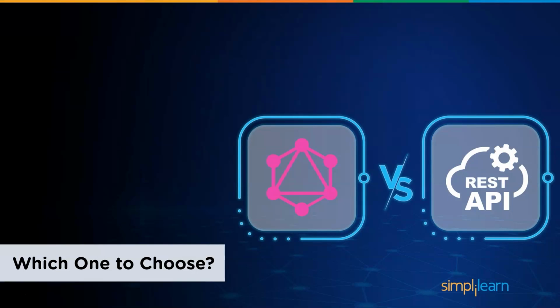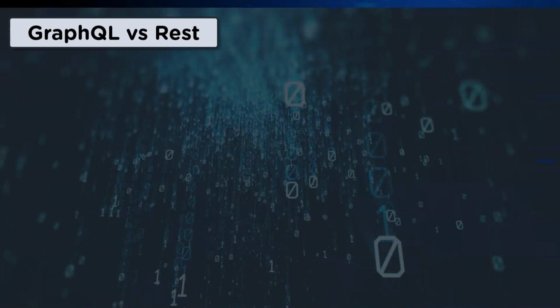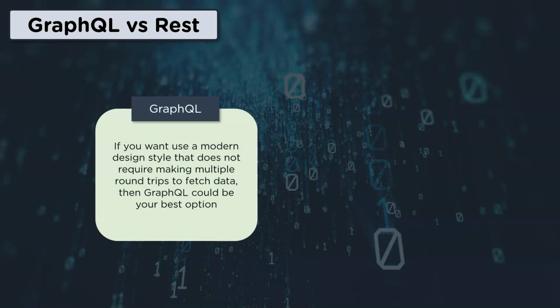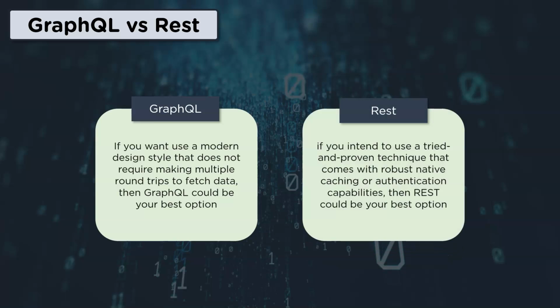So now that you know the differences between the two, you must be wondering which one to choose. The answer to the question is extremely subjective and largely depends on your specific project requirements. Now, for example, if you want to breathe some fresh air into your API development using a modern design style that does not require making multiple rounds of trips to fetch data, then GraphQL could be the best option. But on the other hand, if you intend to use a tried and proven technique that comes with robust native caching or authentication capabilities, then REST could be your best option.